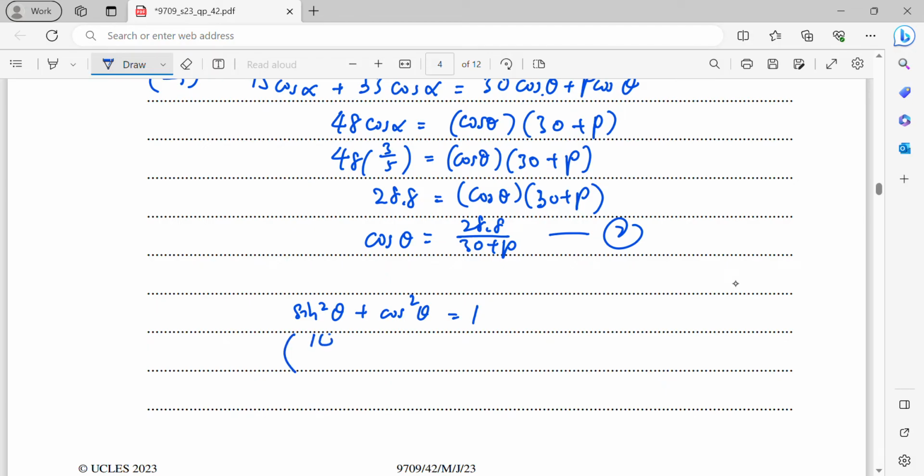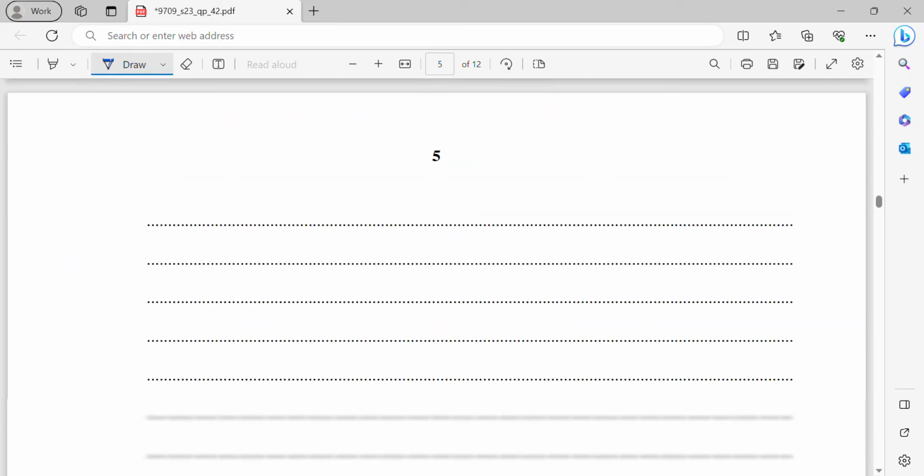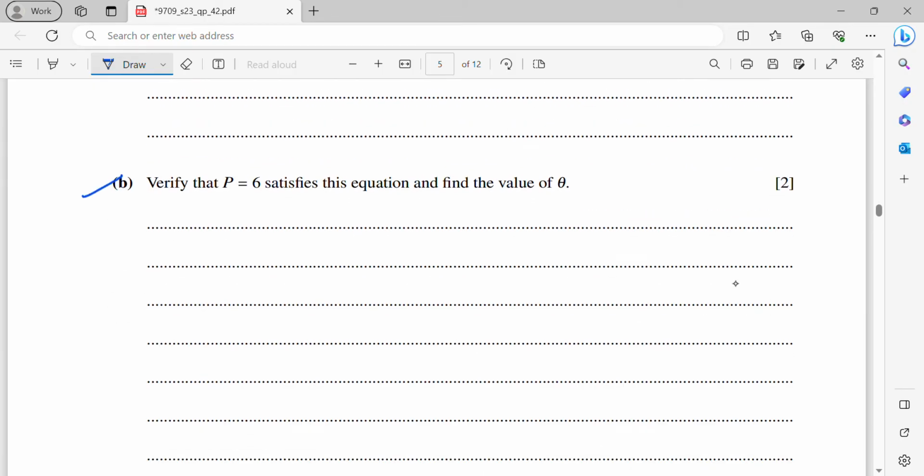So you will get 14.4 over 30 minus P, that is my sine theta. Then my cos theta will be 28.8 divided by 30 plus P. Then you square it, equals 1. So with this, we have shown the equation. Now question B. Verify that P equals 6 satisfies this equation and find the value of theta. So we have to solve two parts.